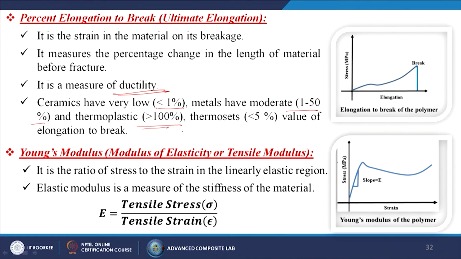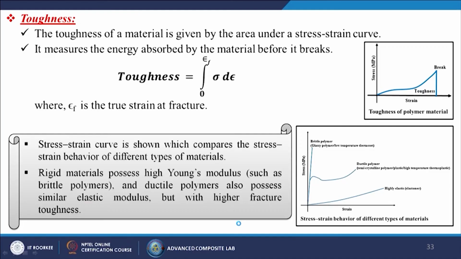What is the Young modulus, or the modulus of elasticity, or the tensile modulus? It is the ratio of stress to strain in the linearly elastic region. Elastic modulus is a measure of the stiffness of the material. It is generally denoted by capital E, which is the tensile stress sigma divided by the tensile strain, epsilon. Toughness: the toughness of a material is given by the area under the stress-strain curve.